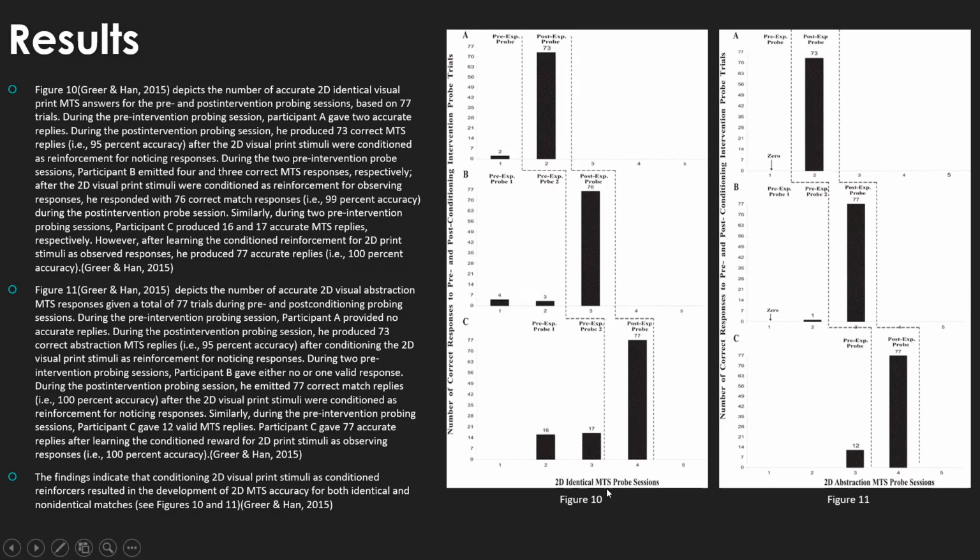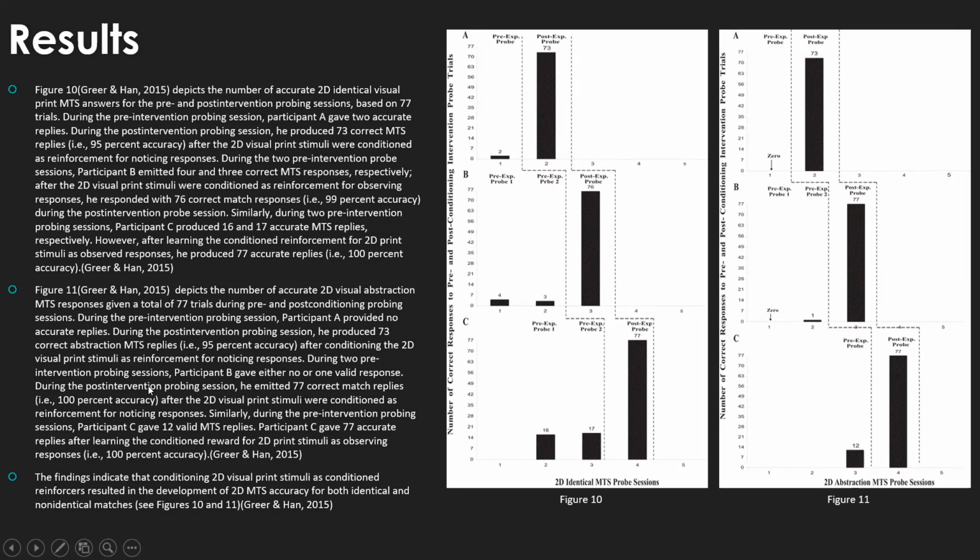Figures 10 and 11 differ: figure 10 has identical MTS probe sessions only. Figure 11 has abstract MTS probe sessions. It depicts the number of accurate 2D visual abstract MTS responses given a total of 77 trials, same as figure 10. Participant A provided no accurate replies pre-intervention, but during post-intervention, he produced 73 correct replies. That's 95% accuracy, pretty good, after conditioning the 2D visual print stimuli as a reinforcer for observing responses.